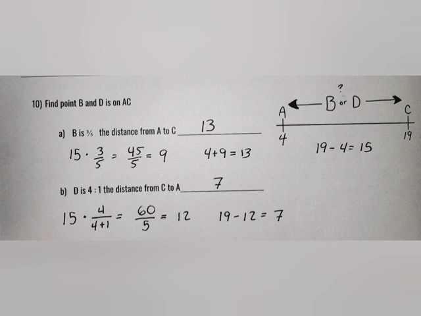So it's going to be 15 times 4 divided by 4 plus 1, the 4 and the 1 from the dots. That is 60 over 5, which is 12. But this time we're going from C to A. So since we're going backwards, we're going to take 19 and subtract 12, which is 7.